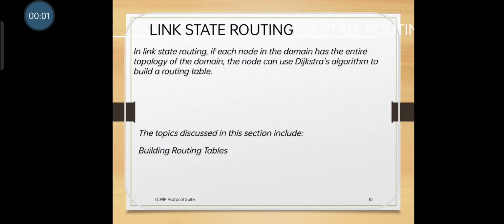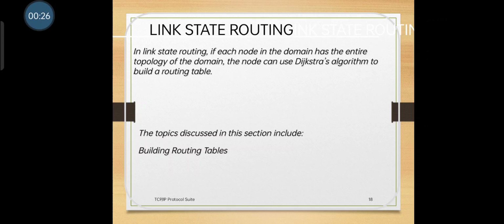Hi everyone. In this computer networks lecture series, we will continue with the second routing algorithm, which is called link state routing. As we already know, it is also one of the intra-domain routing algorithms, that is, I am going to route the data packets inside the network. So here the algorithm we are using is Dijkstra's algorithm to build a routing table.